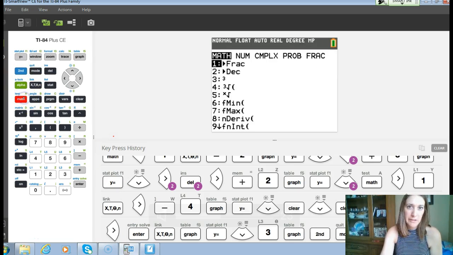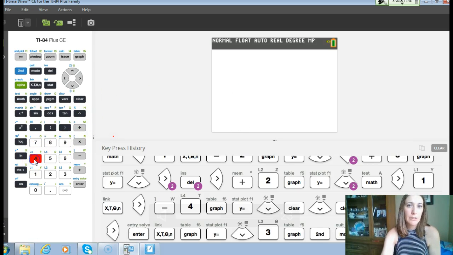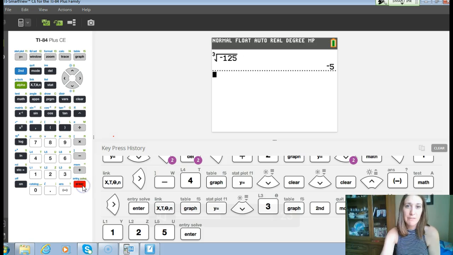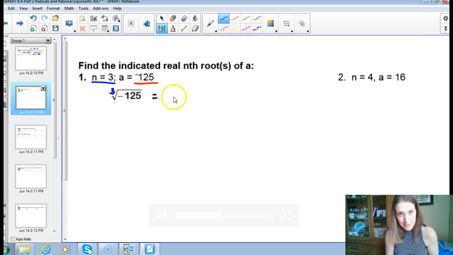So in the math menu, if you go down to number 4, that's the cube root symbol. But if you need something other than cube root, like fourth root or fifth root, we're going to have to use this guy. So we can pull up cube root and then type negative 125. So using my chart, I knew that 5 to the third power was 125, so negative 5 to the third power must be negative 125. Anywho, the answer to this is negative 5.